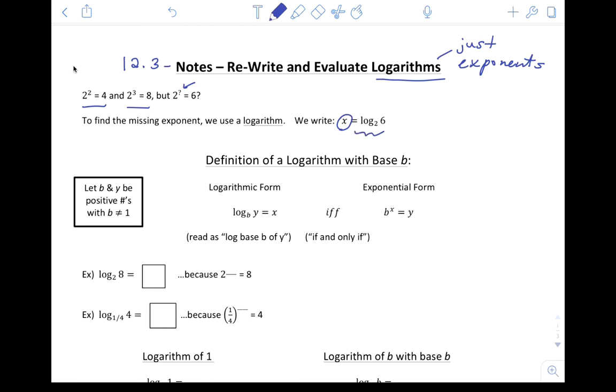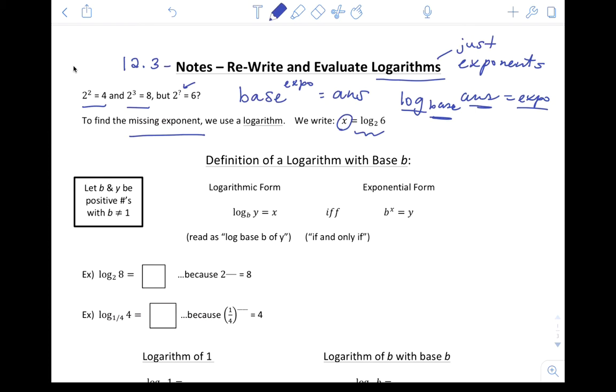Now, this is where it's going to get weird, okay? You have a base to an unknown exponent, and that equals an answer. To rewrite that as a logarithm, to find that missing exponent, your exponent, we say, is log base b of answer A.